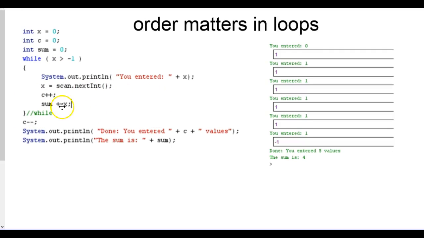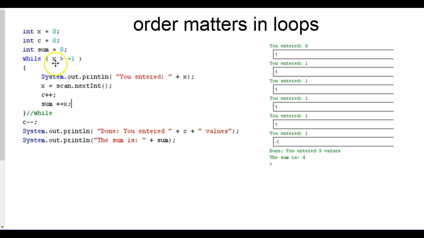So in this case, if we take a look at it, they're doing sum plus equals x. When they do the math here, we're subtracting C++ at the end, so we fix that, but we're still adding in whatever they entered. What's that going to do to this code?